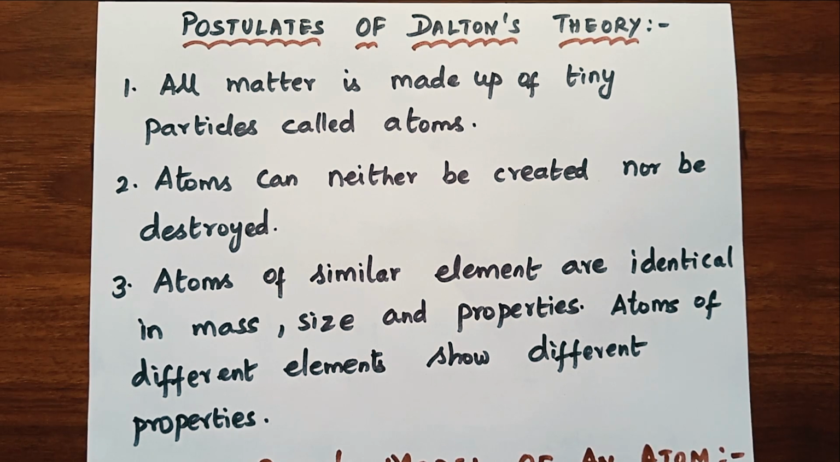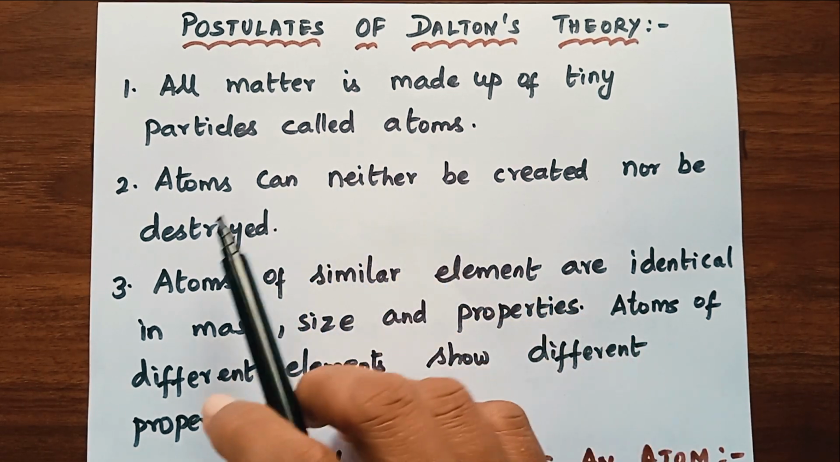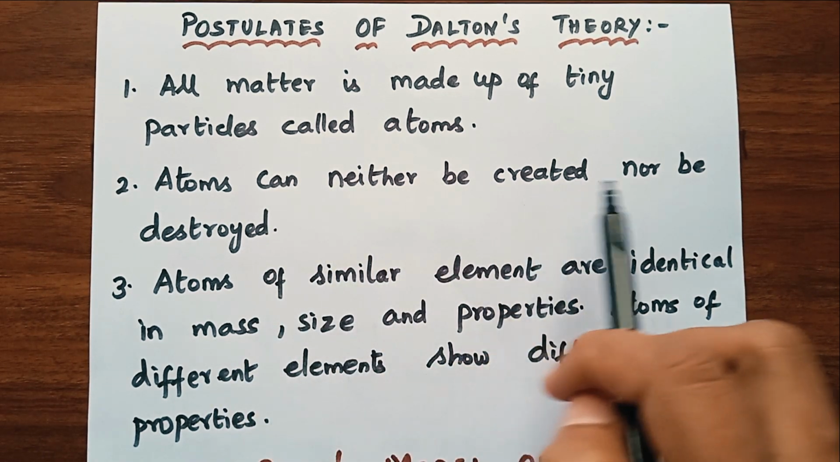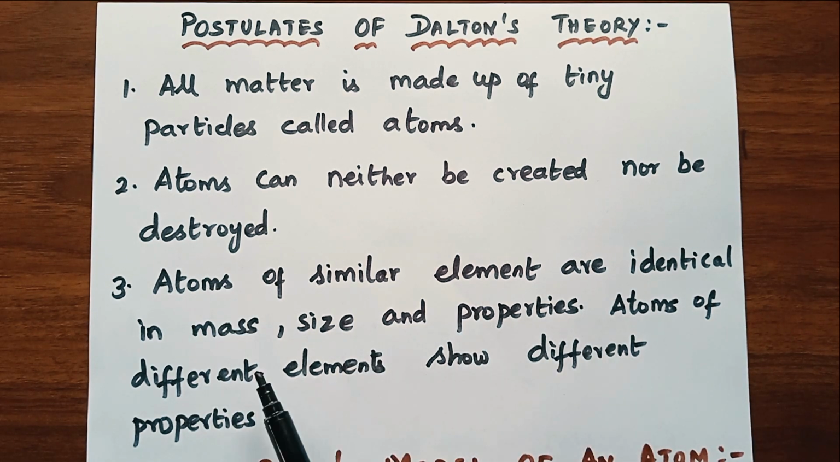Next we will see the postulates of Dalton's theory. All matter is made up of tiny particles called atoms. Atoms can neither be created nor be destroyed. Atoms of similar elements are identical in mass, size and properties. Atoms of different elements show different properties.